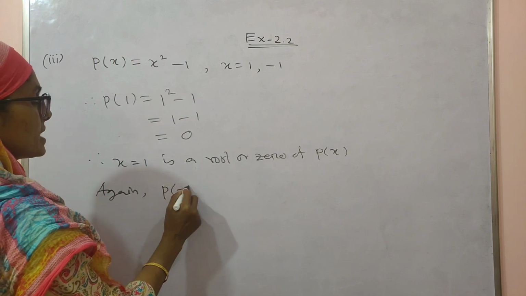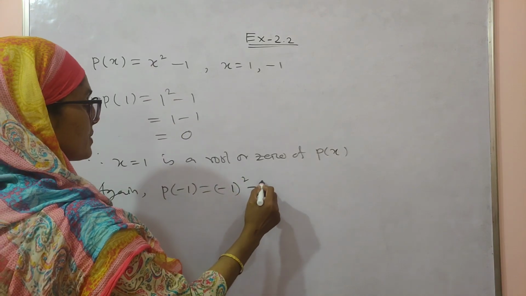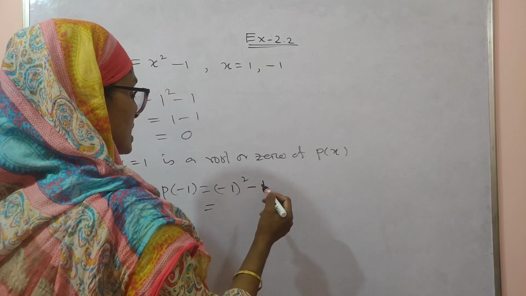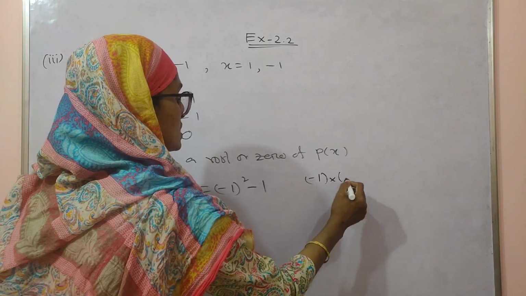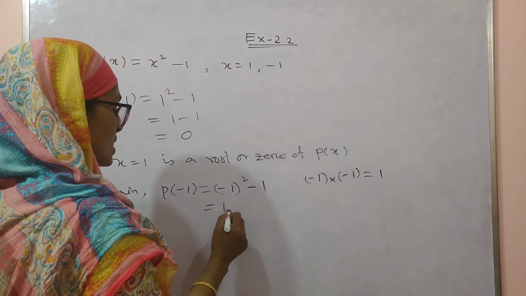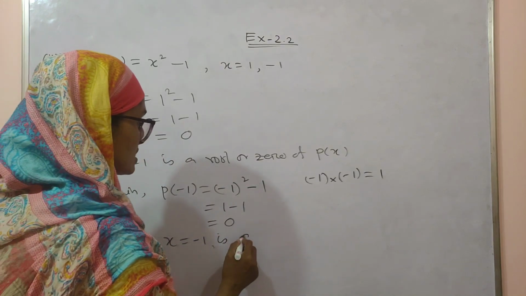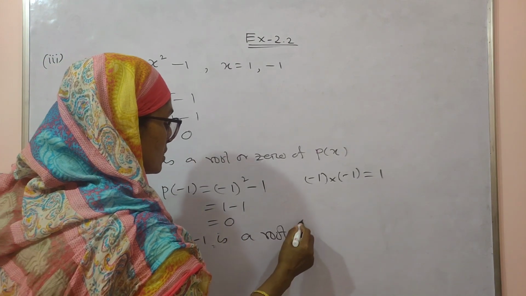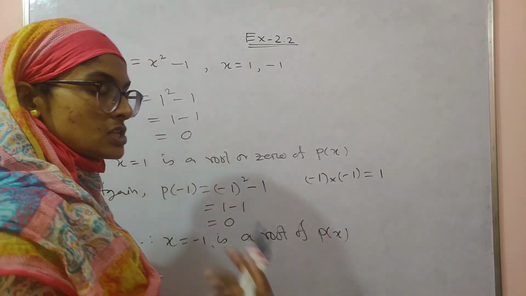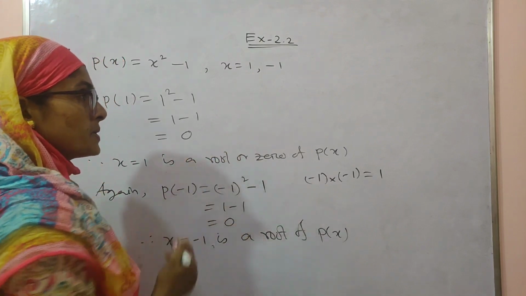Again, p of minus 1, you have to put the value of x as minus 1. Minus 1 square means minus 1 into minus 1, you will get plus 1. So 1 minus 1 you will get 0. Therefore, x equal to minus 1 is a root of p of x. That means both x equal to 1 and x equal to minus 1 are the roots of p of x.